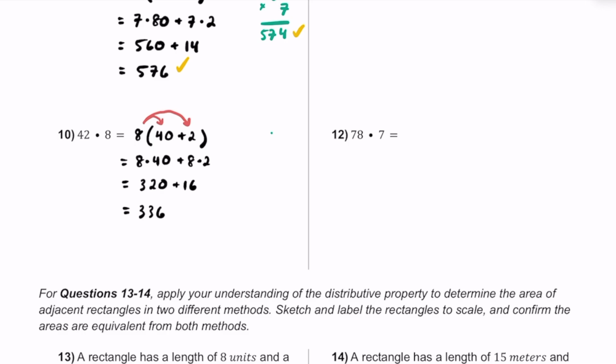Now, what if we just wanted to use the standard algorithm just to double check? Well, 42 times 8, that is going to be 16, carry the 1. 32 plus 1 is going to be 33. So it looks like we get the same value either way.